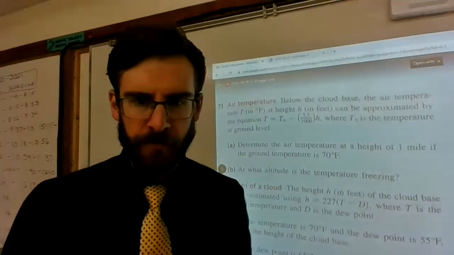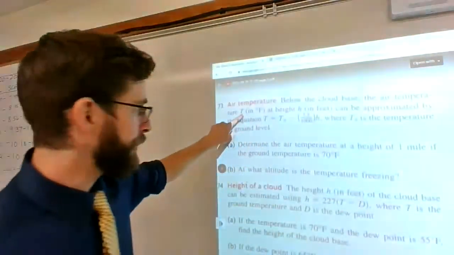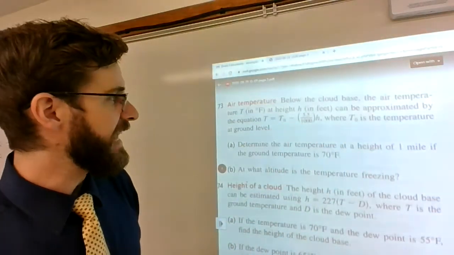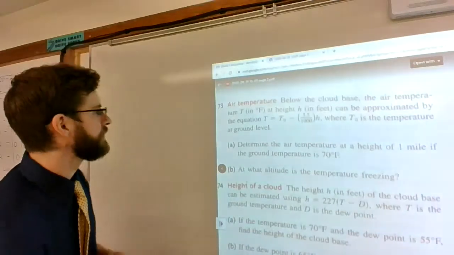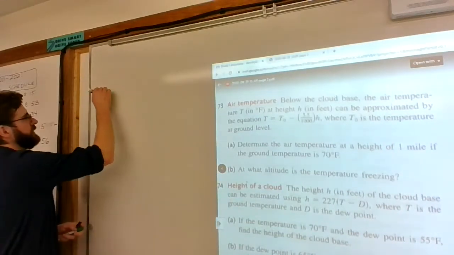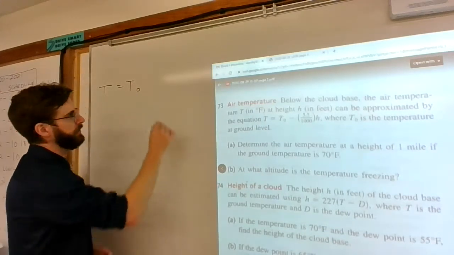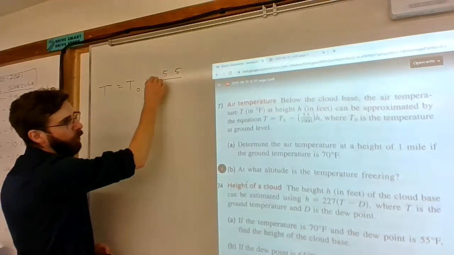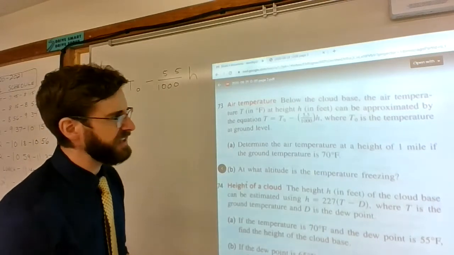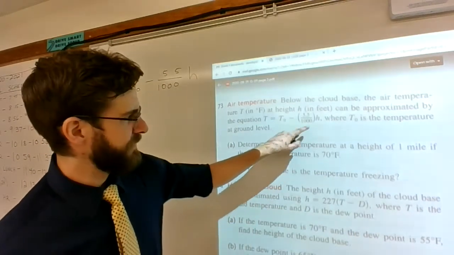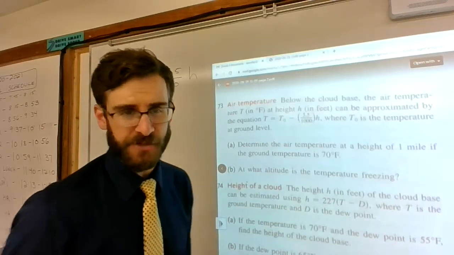So I'm going to use this room over here. Determine the air temperature, which is capital T, not with a little zero, at a height of 1 mile if the ground temperature is 70 degrees Fahrenheit. So the first thing I'm going to do is rewrite this equation. T equals T sub 0, also known as initial T. If you do any physics work, you might hear that. Minus 5.5 over 1,000 times H. Now, do I have to put it in parentheses? Not really. The parentheses has this calculation inside that's just acting as a fraction.